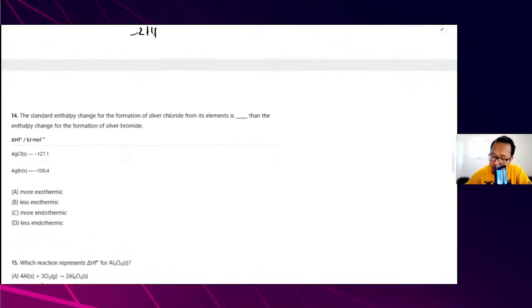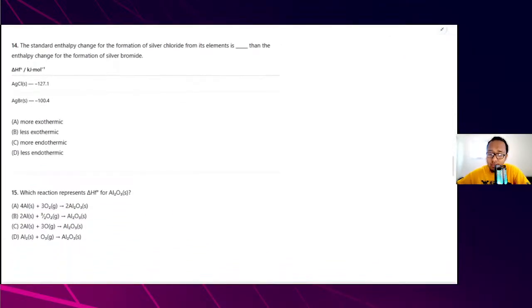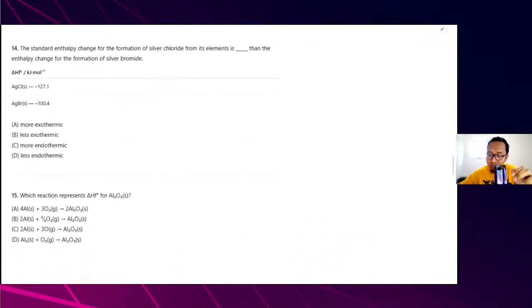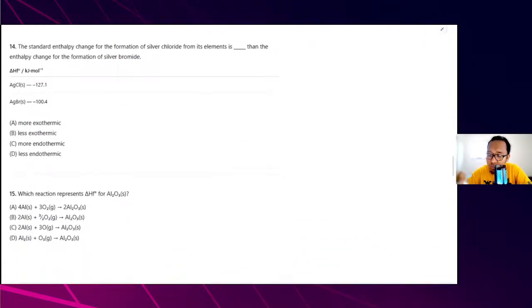All right, let's move on to another question. I need to double check the key answer first. Let me check number 13. Number 13 will be C, yeah, that's true. The standard enthalpy change for the formation of silver chloride from its elements is compared to the enthalpy change for the formation of silver bromide.